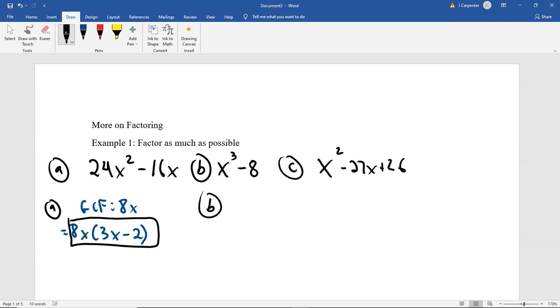How about for B? We've got x cubed minus 8. So first question: is there a GCF? This one's got x's, but the second one doesn't. The second one's got an 8, but the first one doesn't have any numbers that are also divisible by 8 besides 1, which would be pointless most of the time. So there is no GCF.